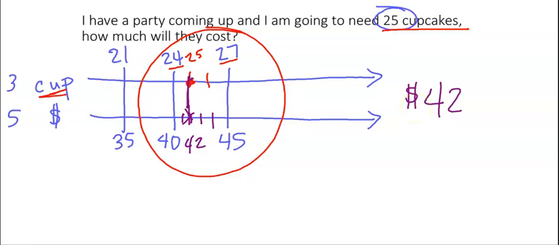So that's how we use double number lines. We can show our equivalent ratios, and then we can try to find those parts that are in between so we can make a really good estimate of how much money it's going to cost us when those ratios don't quite match up with what we have in our ratio tables.